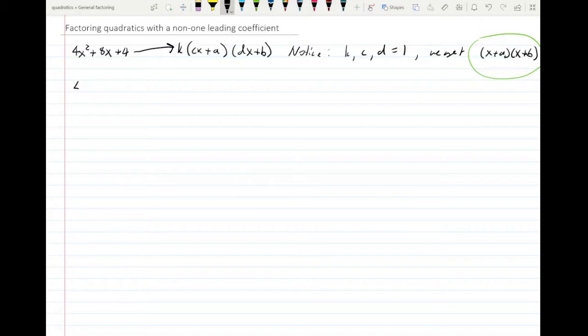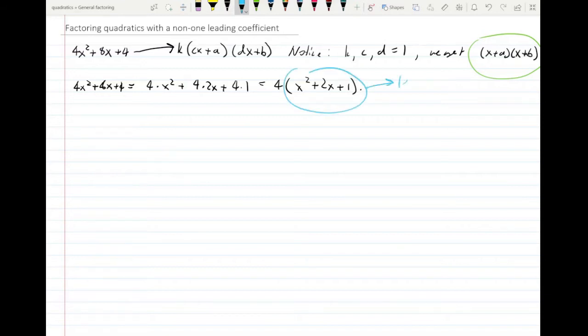So what we have is 4x squared plus 8x plus 4 equals 4 times x squared plus 4 times 2x plus 4 times 1, which equals 4 parentheses x squared plus 2x plus 1. And this is great. This is a quadratic with a leading coefficient of 1. Which you should already know how to factor.